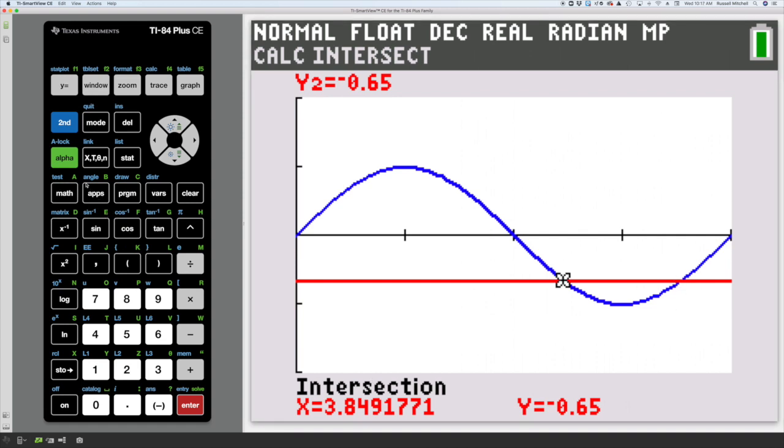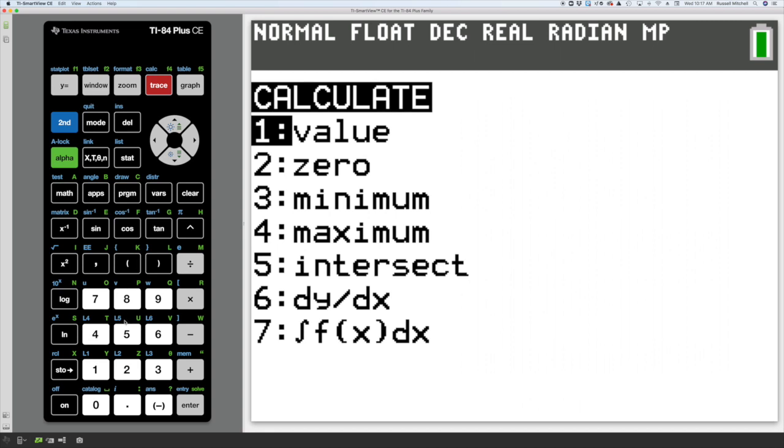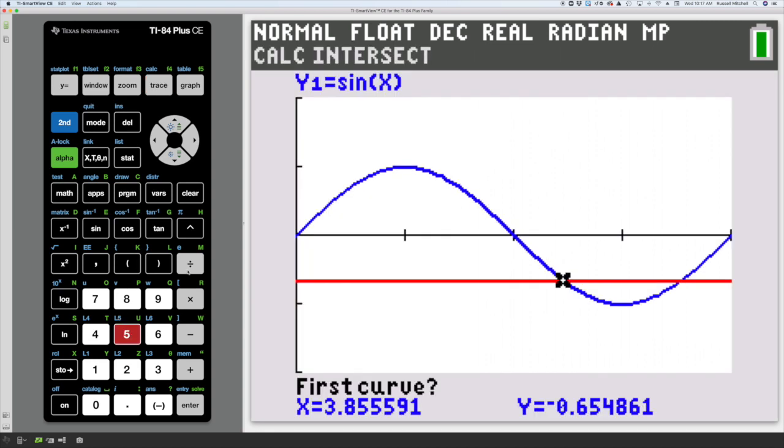All right, so let's go over and get that one. So once again, you have to go through the whole process again, okay? We need to access this calc menu. So to access that, we have to press second, and then the trace button, and then number 5. Okay, and then we can tell we're on y1, which is the sine x curve. You can press enter. And the second curve, we're on the horizontal line, the red one. Press enter. And then we can just get close to that one over here on the right-hand side. And then once we get the guess and we're close to it, we want to press enter, and there we go.